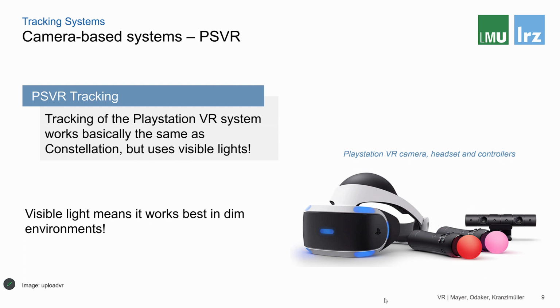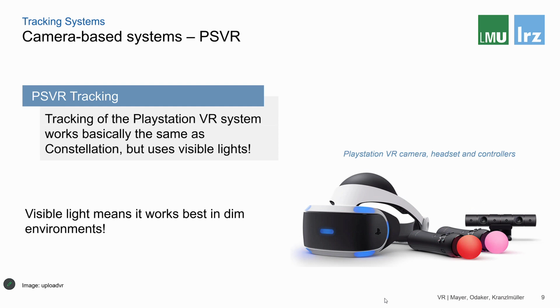The problem with the original PlayStation VR system was always that, due to it using visible light, it worked best when the ambient light around you was not very bright. So best in dim environments. If there was a lot of sunlight or a lot of artificial light, if you were in a very brightly lit room, the tracking of the PlayStation VR 1 system was not that great, due to the decision to use visible light for it.